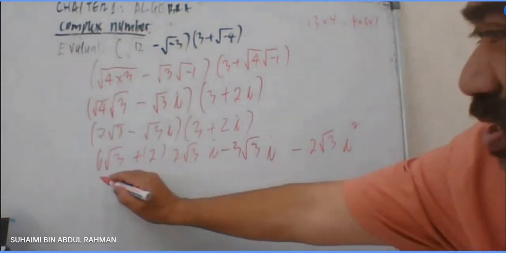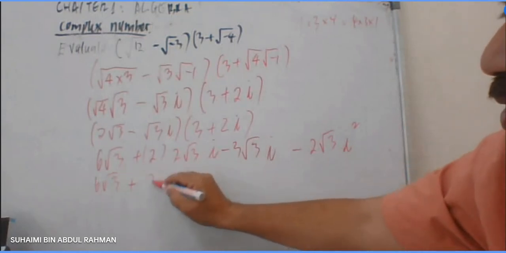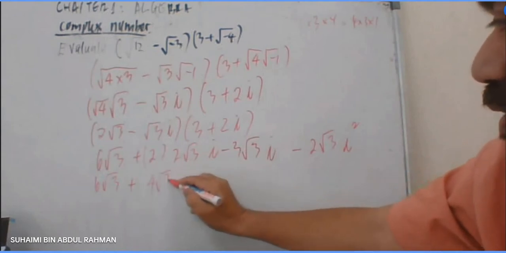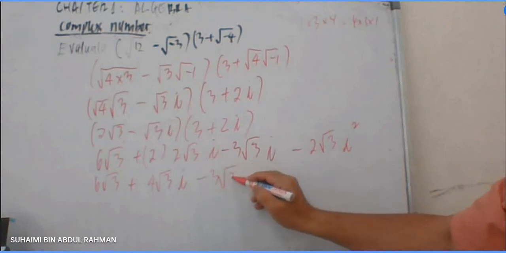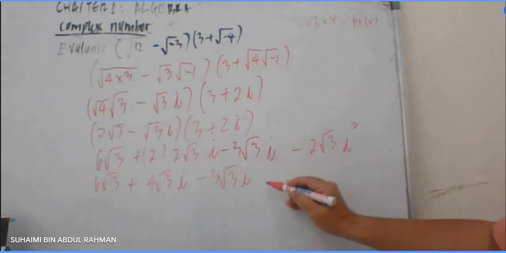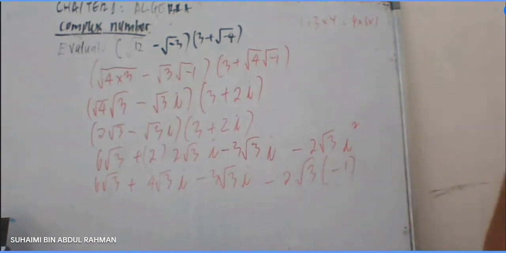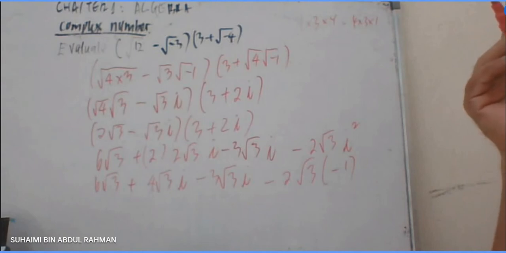So 6 square root of 3 plus 4. 2 times 2, that's 4 square root of 3i. Minus 3 square root of 3i. Minus 2 square root of 3 minus 1. i square is minus 1.